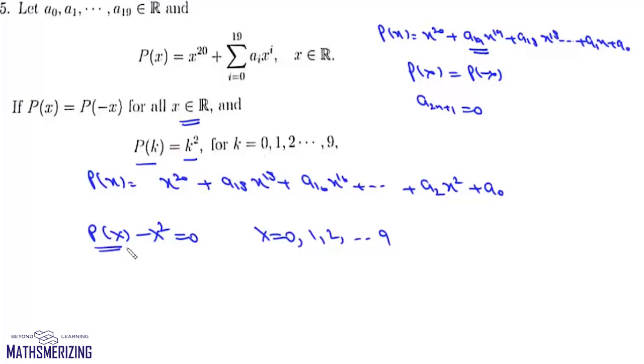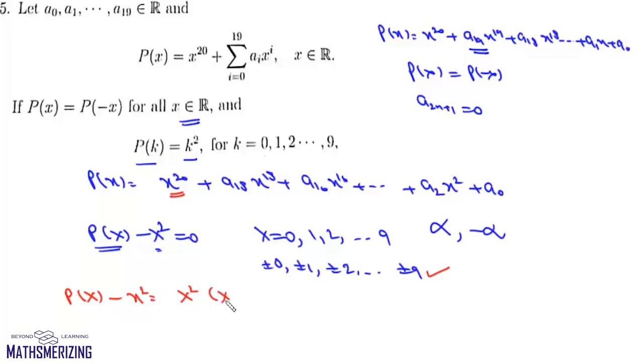Now since p(x) is a polynomial with even powers and x^2 is also even, if alpha is a root of this equation, then minus alpha will also be a root. So the roots of this equation must be plus minus 0, plus minus 1, plus minus 2 up to plus minus 9. Now the degree of this equation is 20 and we have 20 roots. So we can write p(x) - x^2 as x^2 (x^2 - 1^2)(x^2 - 2^2) up to (x^2 - 9^2).